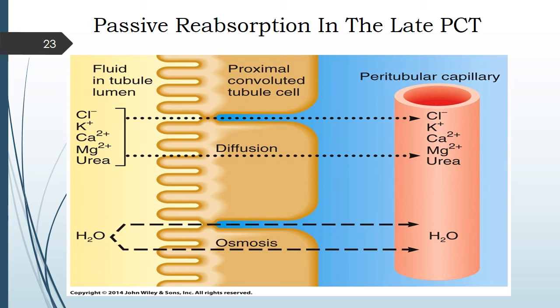Among these ions, the chlorine ion, that is the Cl minus ion, is in the highest concentration, and diffusion of these negatively charged chlorine ions into the interstitial fluid via the paracellular route makes the interstitial fluid electrically more negative than the tubular fluid. So, the negativity promotes the passive paracellular reabsorption of the potassium, calcium and magnesium ions, as shown in the figure. And here the chlorine, potassium, calcium, magnesium and urea are reabsorbed into the peritubular capillaries through the paracellular and transcellular routes.